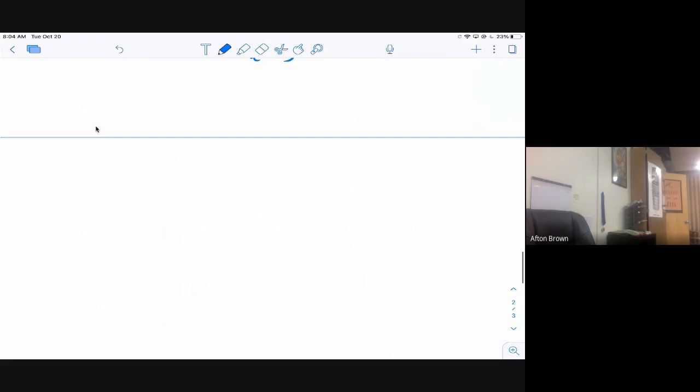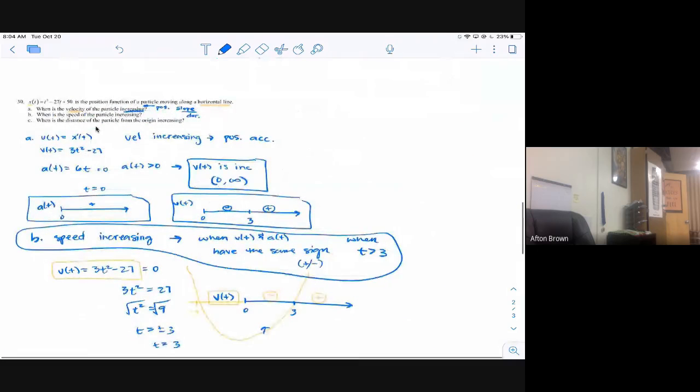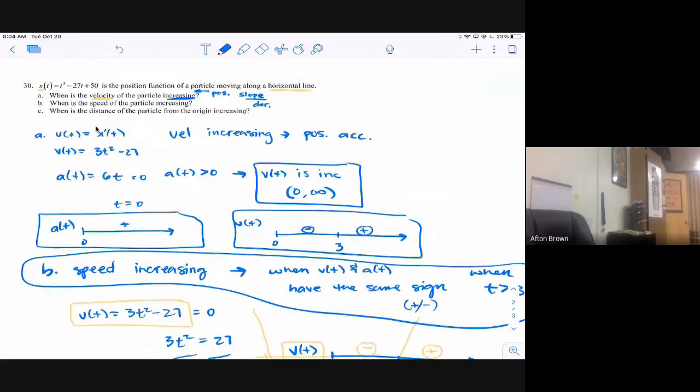So C. What was C? Okay, when is the distance of the particle from the origin increasing? So in order to figure this out, we have to figure out where the particle is. And so you have a number line. Here's the origin. The particle is moving left and right. It depends on its position. Okay, so let's say the position was somewhere to the right of 0.